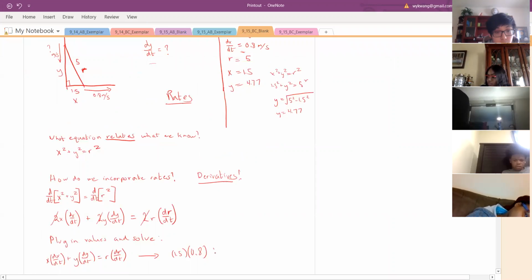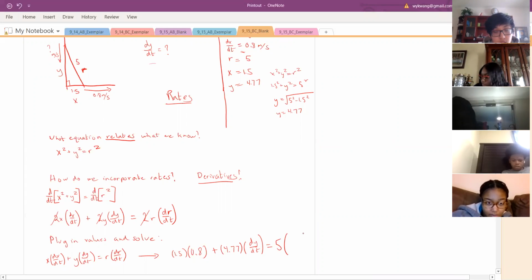So 0.8 plus y is 4.77. We calculated for that. Then dy over dt, which is the rate at which y is changing, well, that's our answer. That's what we're looking for. So it makes sense that we're not going to plug that in. We're going to solve for it. So dy over dt equals r.